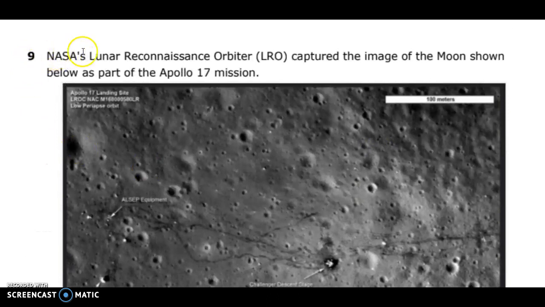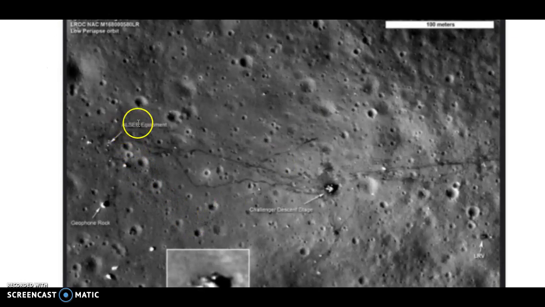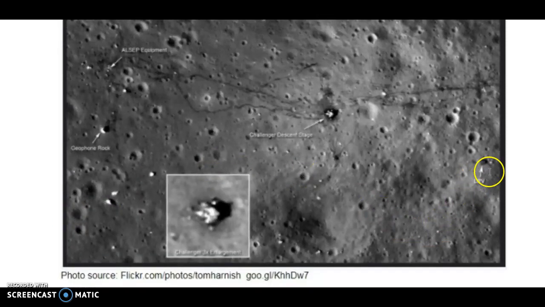Nine. NASA's Lunar Reconnaissance Orbiter, LRO, captured the image of the moon shown below as part of the Apollo 17 mission. 100 meters. ALSEP equipment. Geosphere rock. LRV.